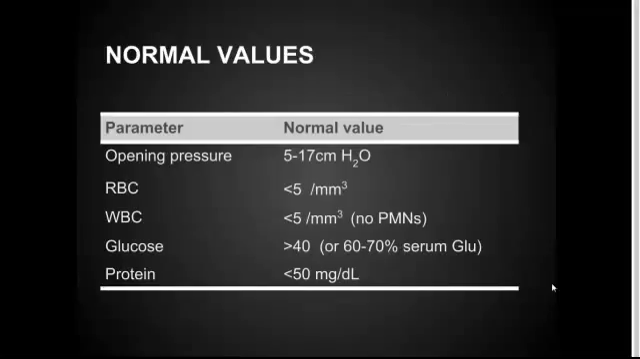So first I just want to go through some normal values, what we were comparing against once her CSF results came back. So again, a normal opening pressure would be between 5 and 17. Basically, you don't want any red blood cells or white blood cells. It should be less than 5 is considered normal. Glucose should be greater than 40, or you can also compare to the serum glucose. It should be between 60-70%, and protein should be less than 50.